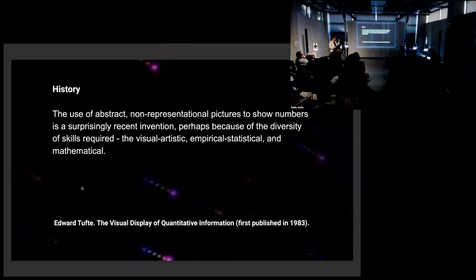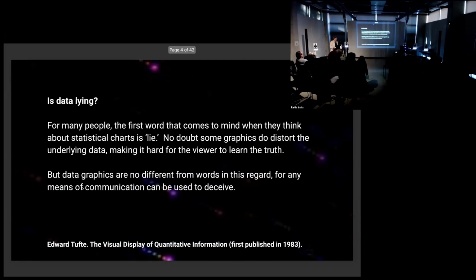But what is more interesting is Edward Tufte, a really interesting author on the visual, who theorizes about the visual display of quantitative information. He says that the use of abstract, non-representational pictures to show numbers is actually quite a recent innovation if you compare it with language, words, and so on. It's only from the mid to end of the 18th century that these visualizations became understood, that you could actually graphically represent something, maybe numbers.